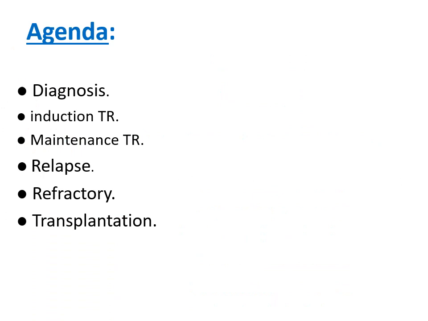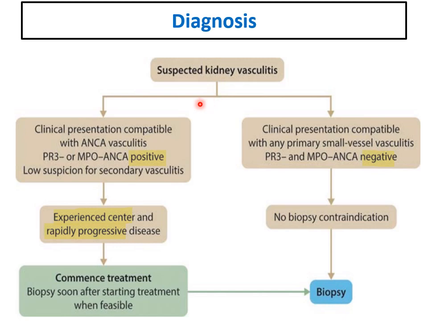This is our agenda. Of course, we talked about diagnosis in detail in part 1, but to summarize, if we suspect kidney vasculitis, either by an increase in serum urea and creatinine, proteinuria, hematuria, dysmorphic RBCs, normal complement, with this clinical presentation, and if there is multi-system affection, lung or upper airway manifestations, we should order serum ANCA, C-ANCA and P-ANCA.